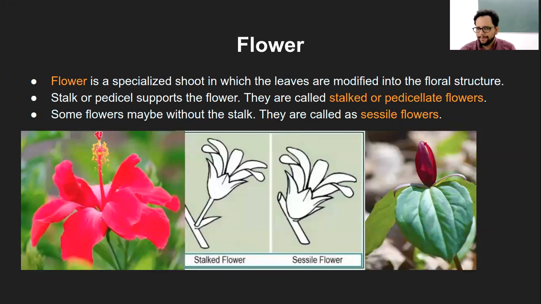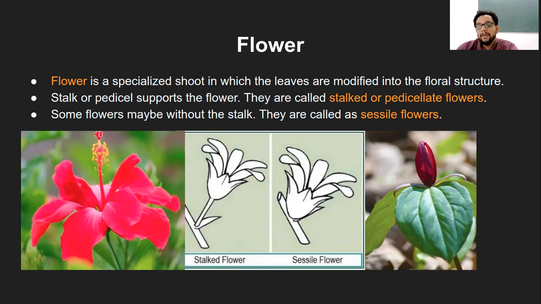Okay, so the basic definition of the flower: it's a specialized shoot in which the leaves are modified into floral structure. So shoot, you all know, is the growing part above the ground, and that is specialized into a floral structure, and that's what is called a flower. So in terms of definition, it's a specialized shoot in which the leaves are modified into the floral structure.